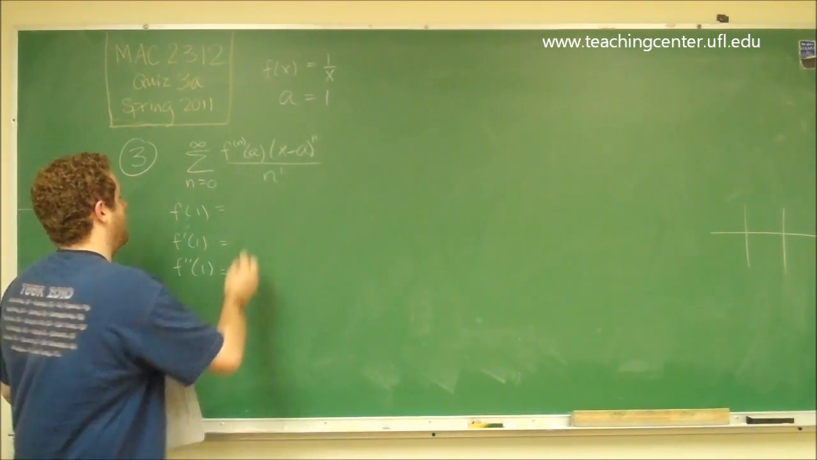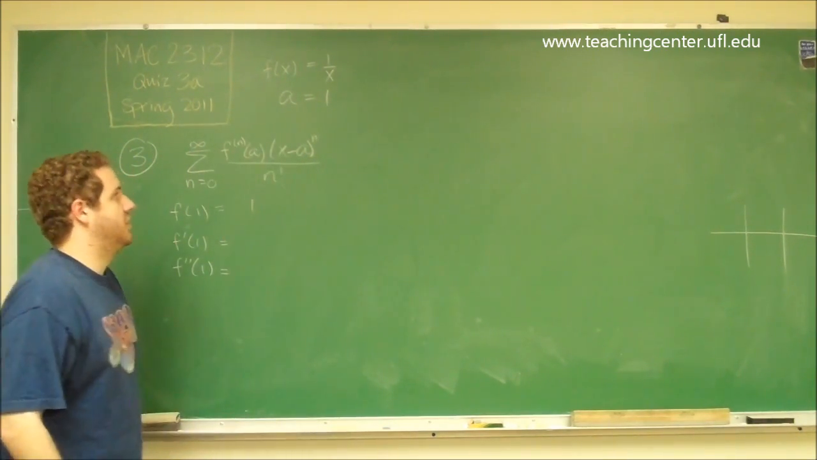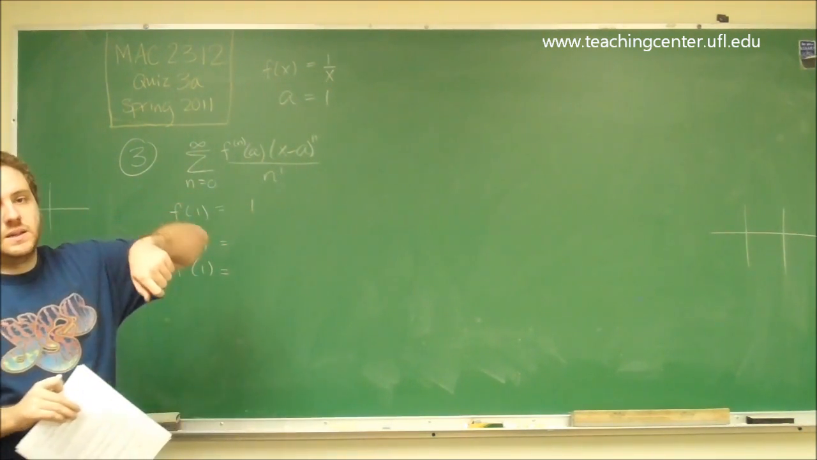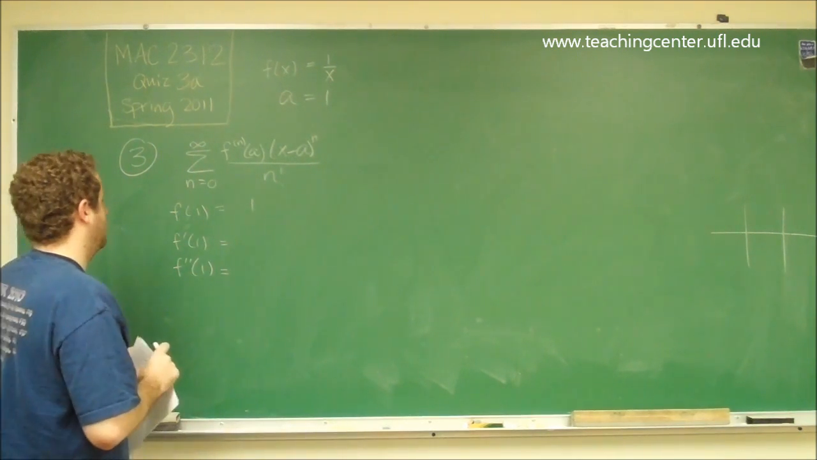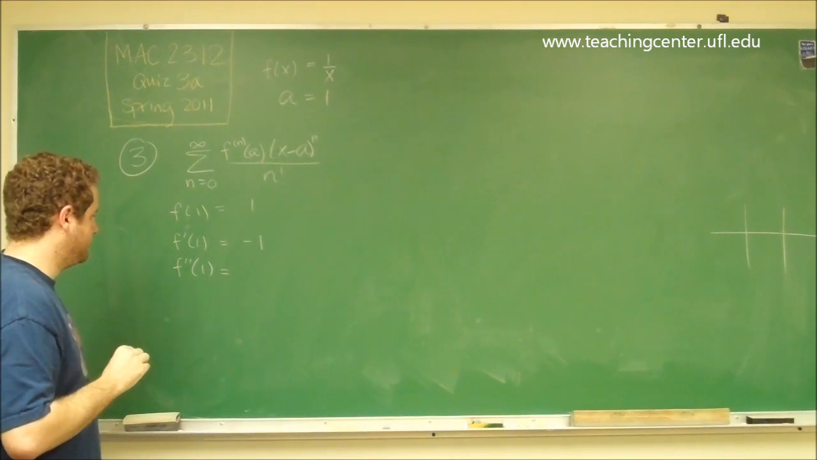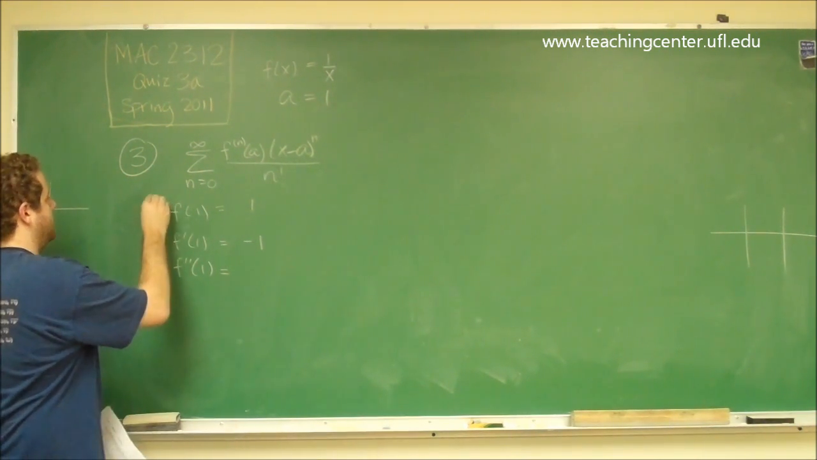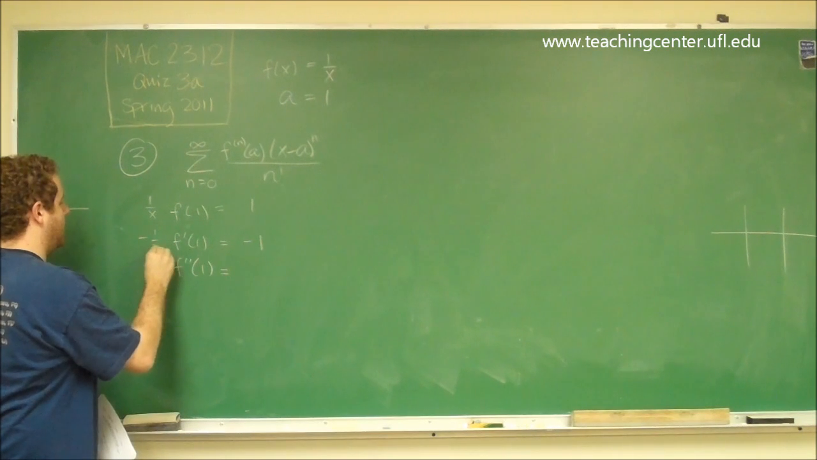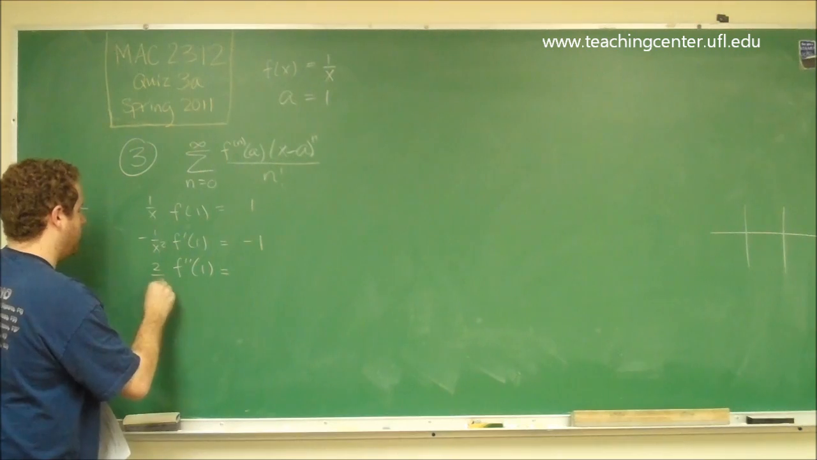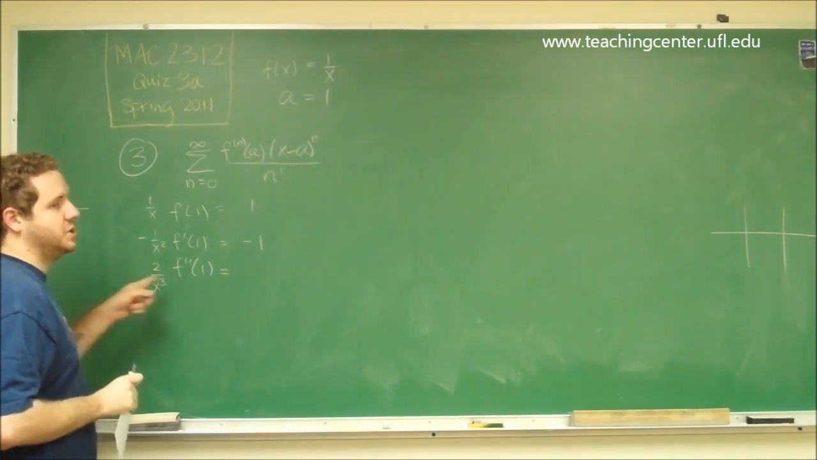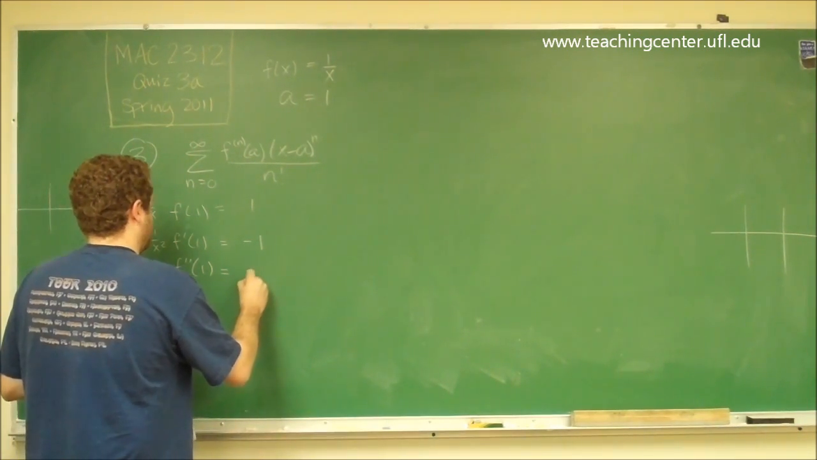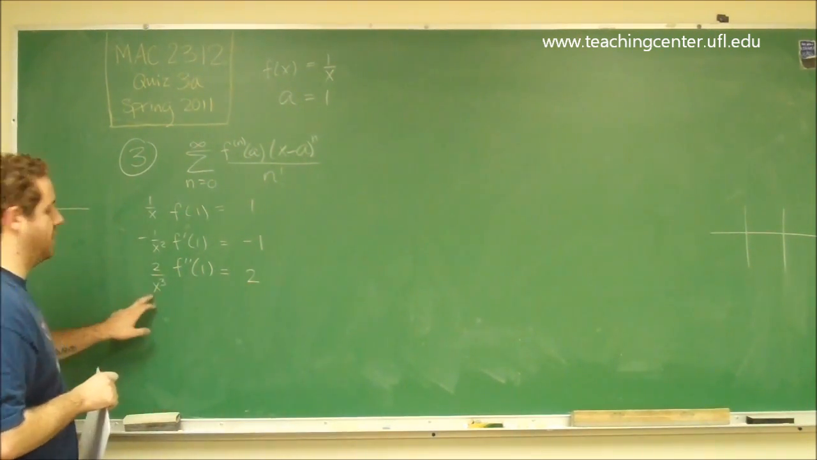Well, f of 1 is just 1 because we have 1 over x. F prime of 1, so the derivative of 1 over x is negative 1 over x squared. And if we plug in 1, we're going to get negative 1. Let me write these over here. So we have 1 over x, negative 1 over x squared. So the next term would be 2 over x cubed, because if we bring the negative 2 down, it would cancel out the negative, but we'd have a 2 still. So now we get 2, because remember we're plugging in 1 for x still.